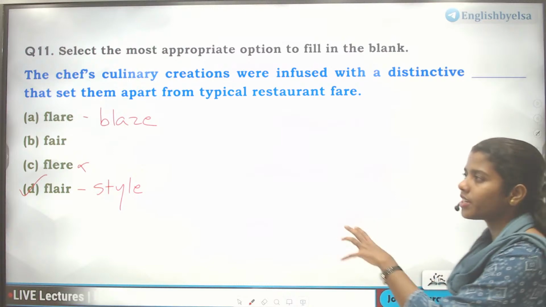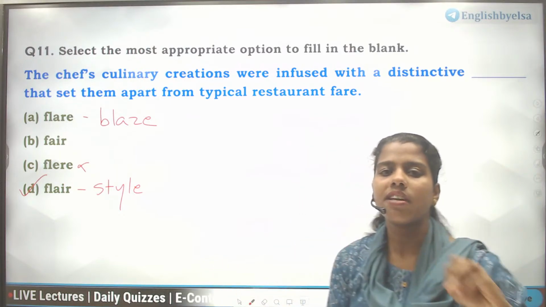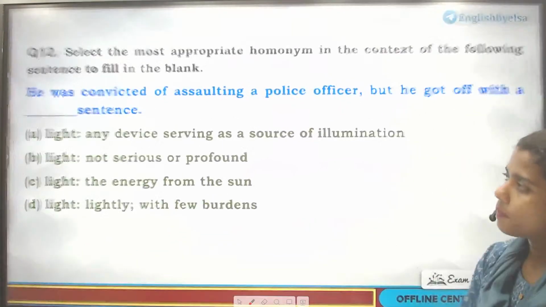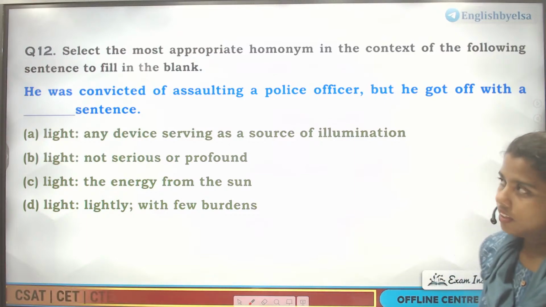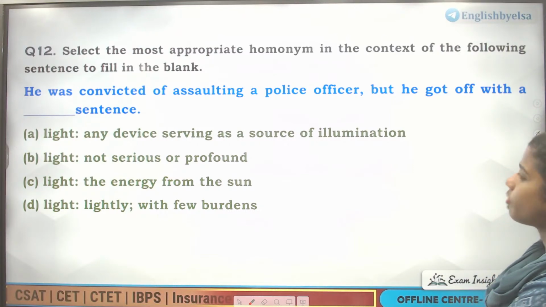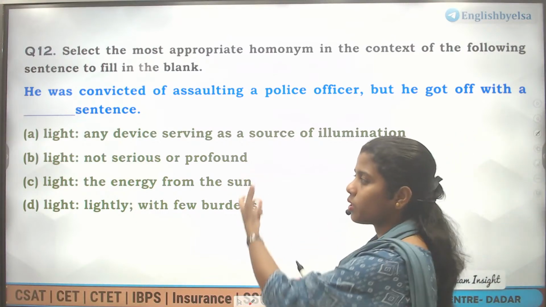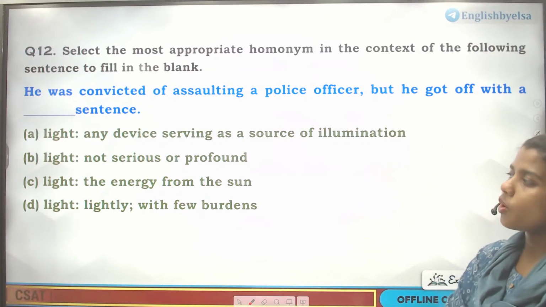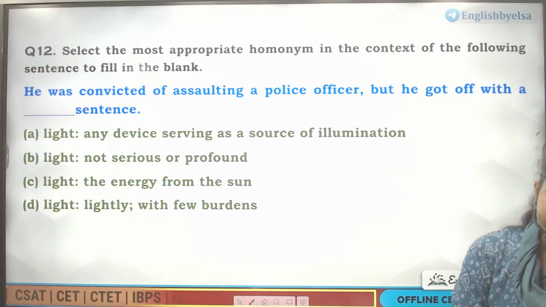Yes, this question can be considered in commonly confusing words also. These words are called commonly confusing. Last question in this topic. He was convicted of assaulting a police officer, but he got off with a light sentence. The word there should be light, but light means what? Any device serving as a source of illumination, not serious or profound, the energy from the sun, lightly with few burdens. Which should be the exact answer?